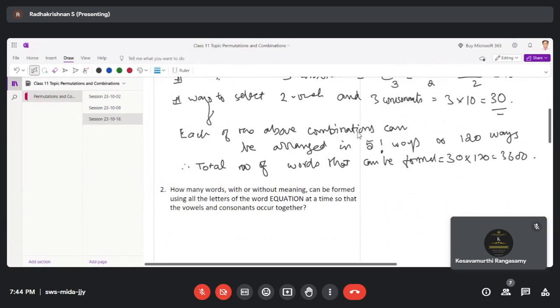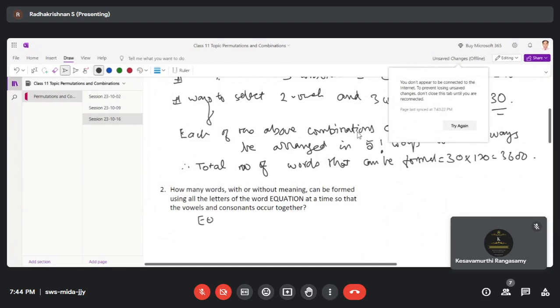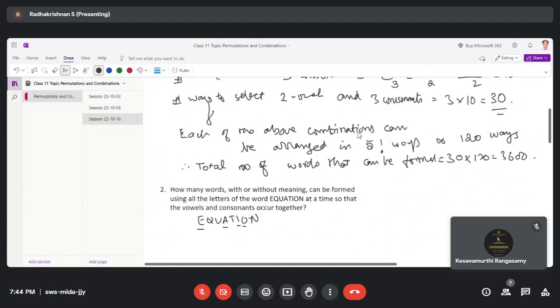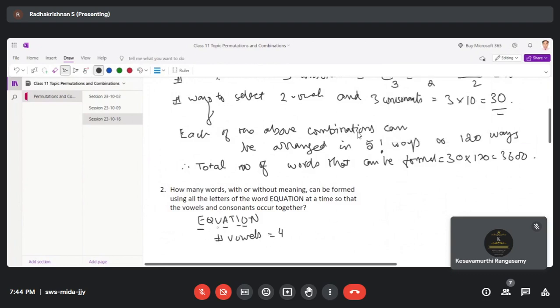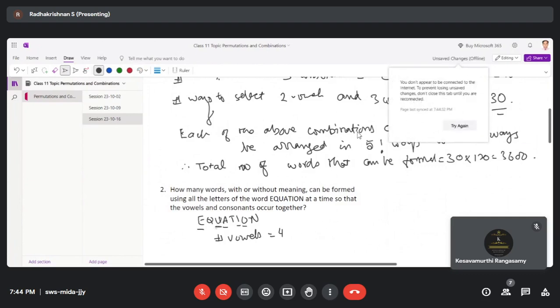So all the vowels as one group, all the consonants as one group. So here you see how many vowels are there, how many consonants are there. That is the first step. Number of vowels in EQUATION: E, A, I, O. Right? Number of vowels.